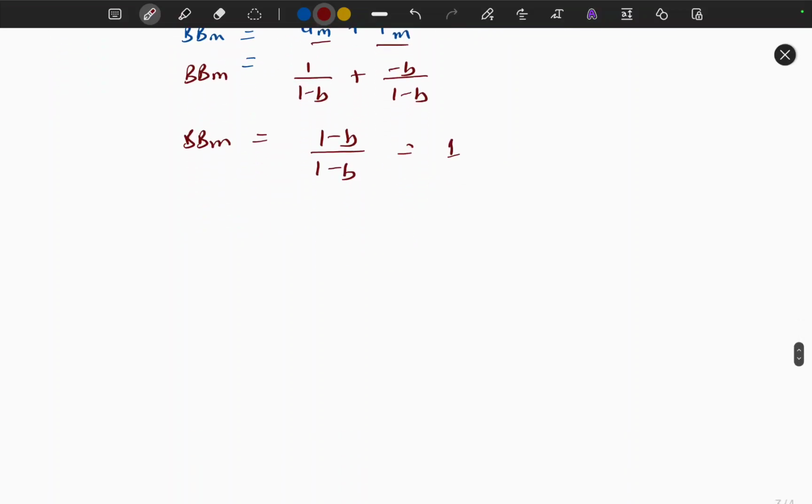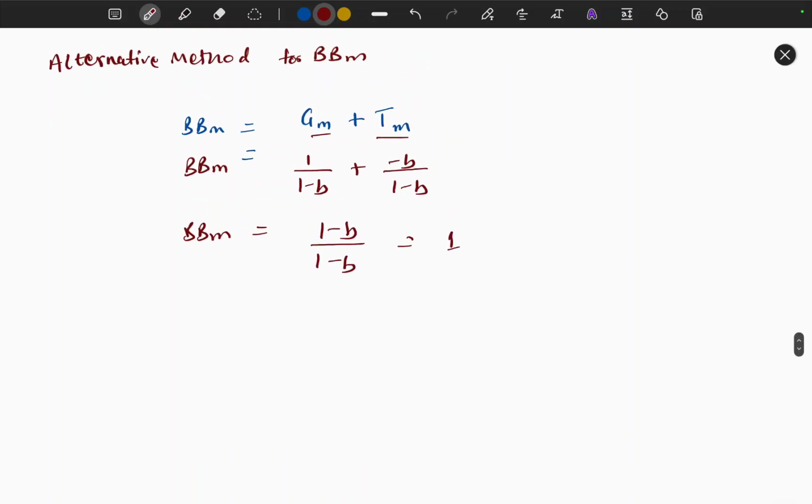This basically means, as I said in the previous video, that given the changes in government expenditure are equal to the changes in tax revenues, the increase in national income will be exactly equal to the increase in government expenditure. So the increase in national income, that is delta Y, will be exactly equal to the increase in government expenditure.